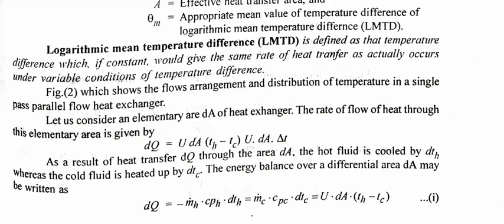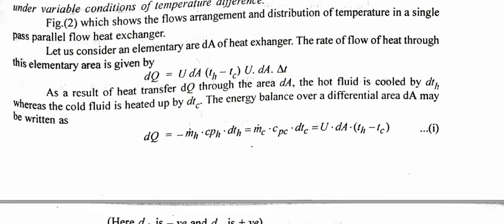As a result of heat transfer dQ through the area dA, the hot fluid is cooled by dTh, while the cold fluid is heated up by dTc. The energy balance equation over the differential area dA may be written as dQ is equal to minus mh into Cph into dTh, which is equal to mc into Cpc into dTc, which is equal to U dA into Th minus Tc.